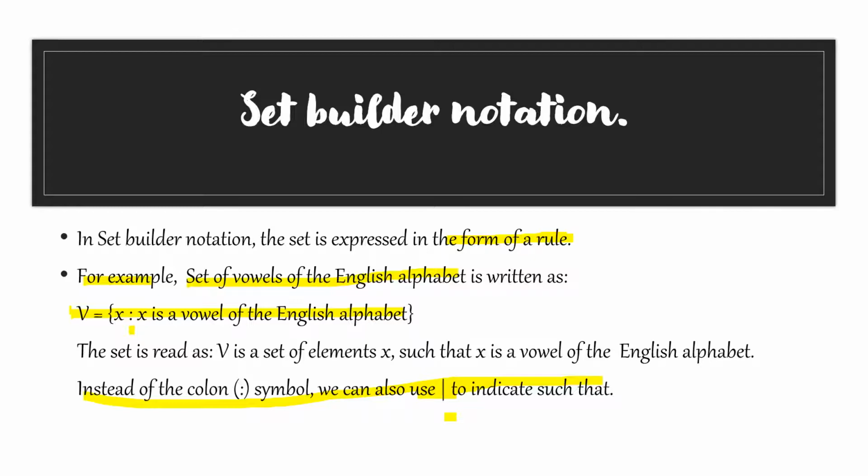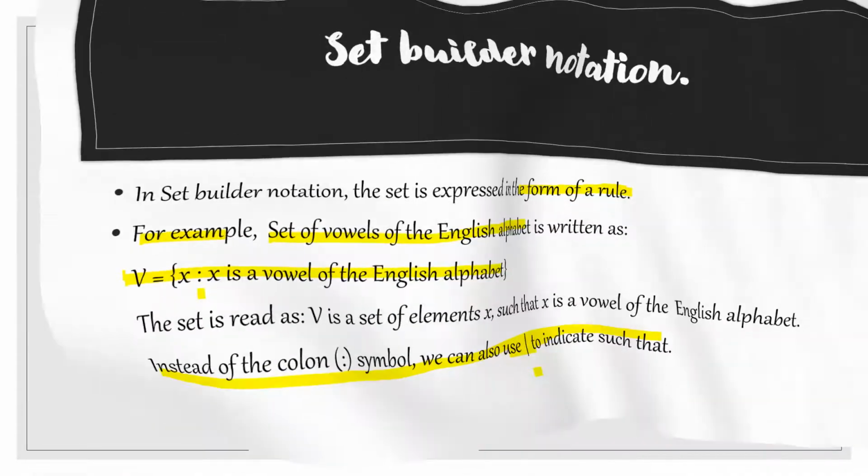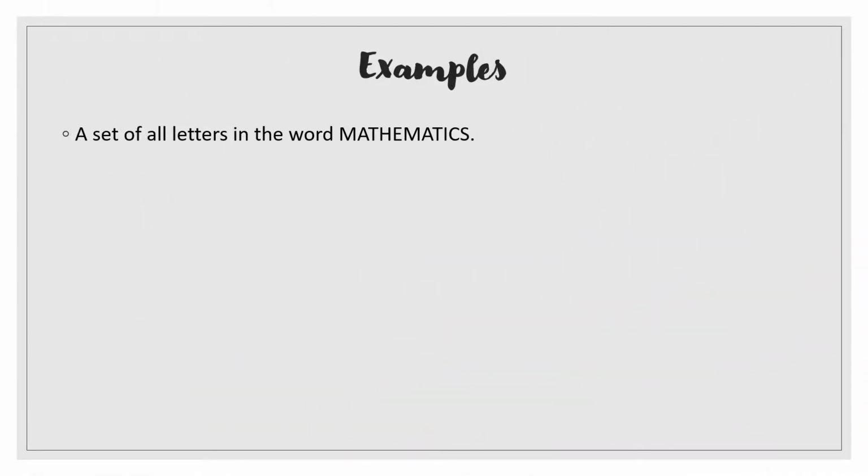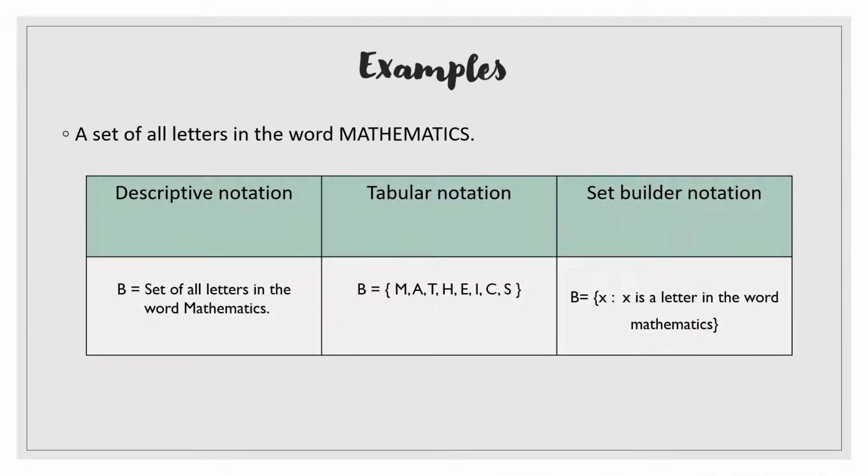Now let's do some examples. A set of all letters in the word mathematics. Okay, so this is the word mathematics, and we have to write a set of all the letters in this word. So we will write in all three notations. This is how it is written in descriptive notation: set of all letters in the word mathematics. In words, we have written in words. In tabular notation, it is written as this.